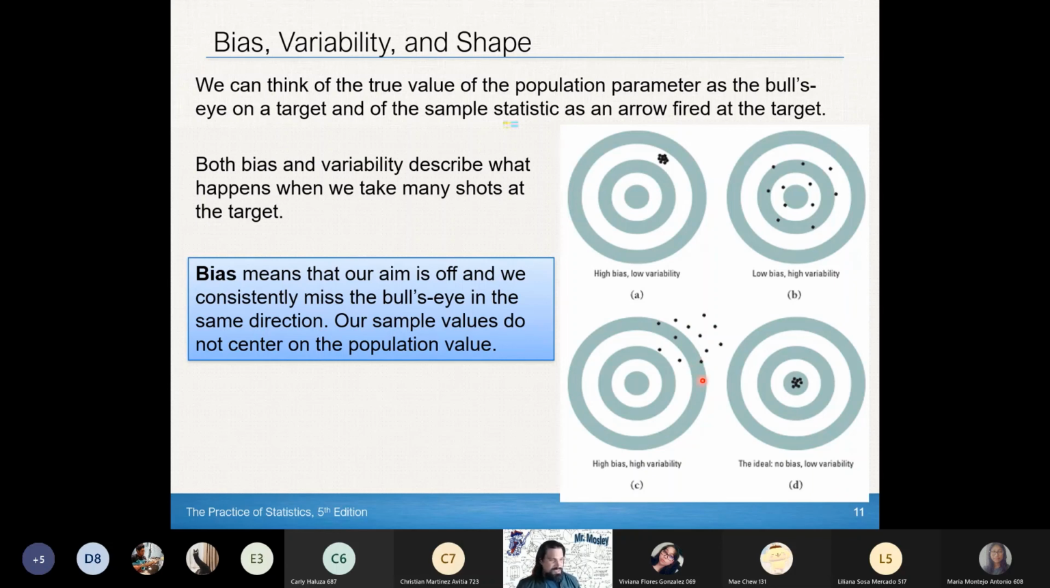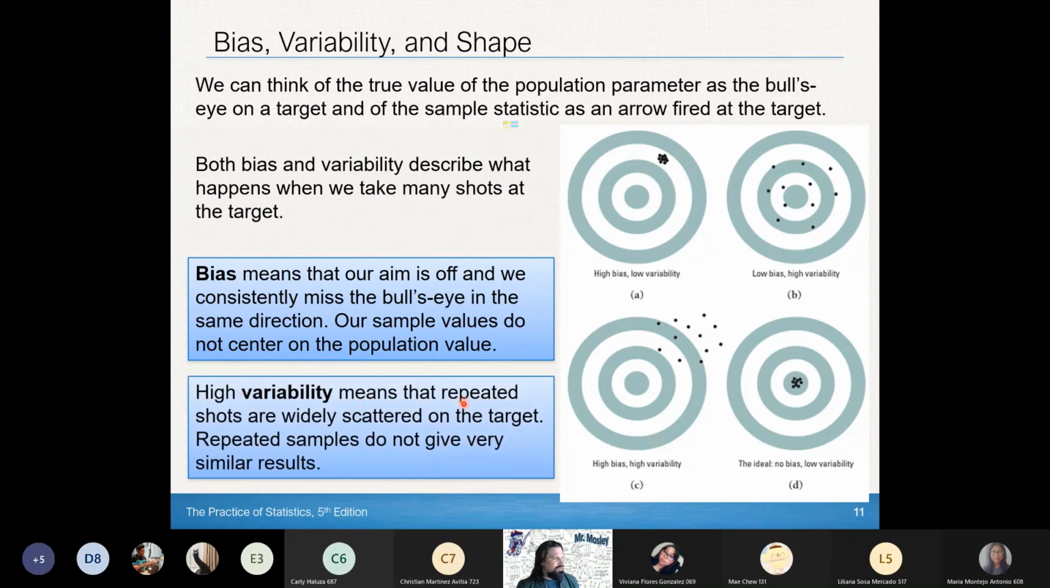Which could mean that we set up our sampling poorly when we put together our experiment. Maybe we were collecting our simple random sample in a poor location. There could be other reasons to create a bias. High variability means that repeated shots are widely scattered on the target. Repeated samples do not give very similar results. We're getting things that are all over the place and spread out. We have less likelihood of that with a larger sample size.